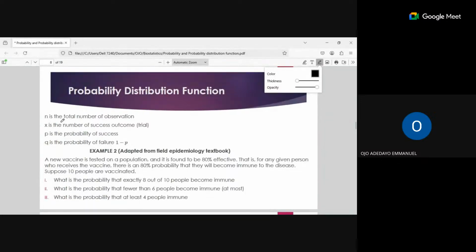Okay, I've defined this. N is the number of observations. X is the number of successes, which is the outcome of the trials. P is the probability of success. Q is the probability of failure, which is 1 minus P. Now let's look at this particular question. So I'm going to give room for questions after solving this example.